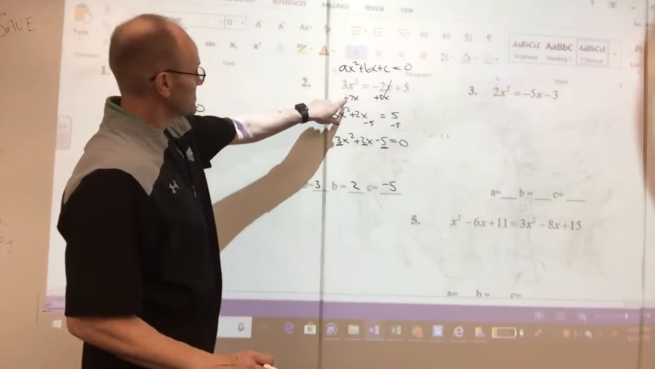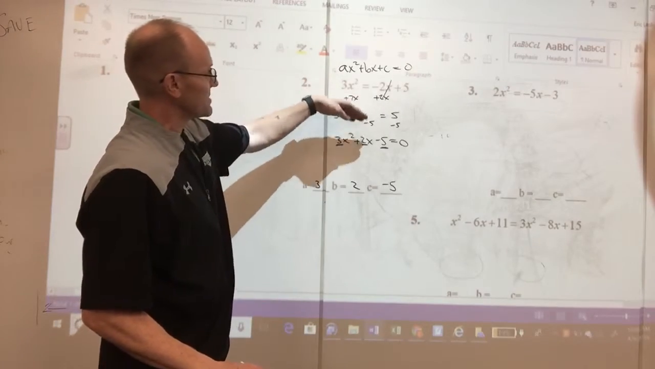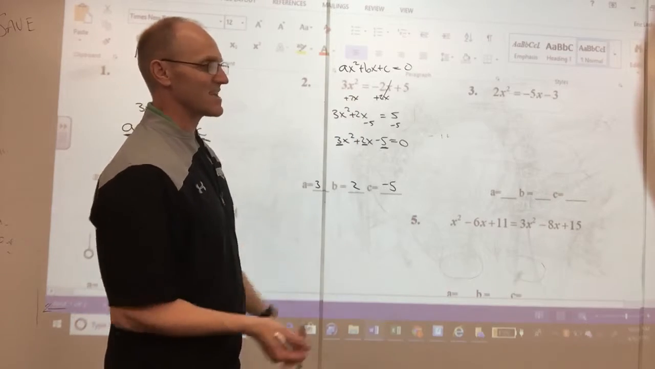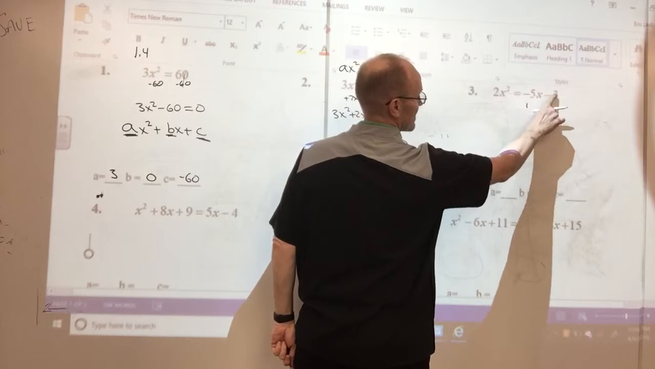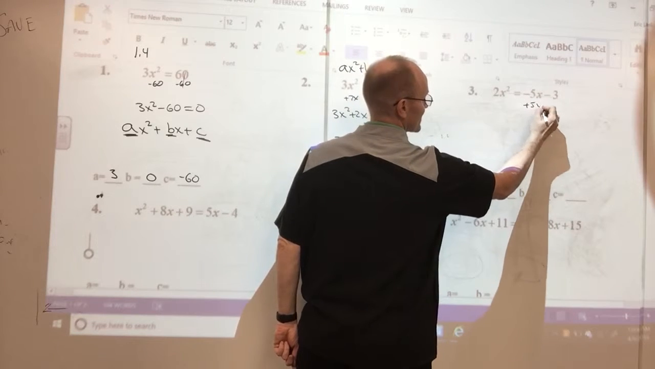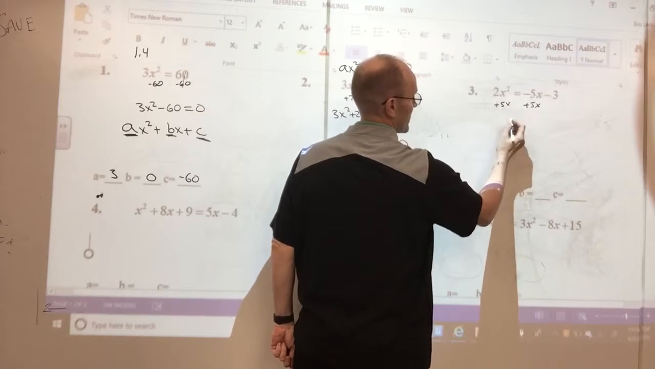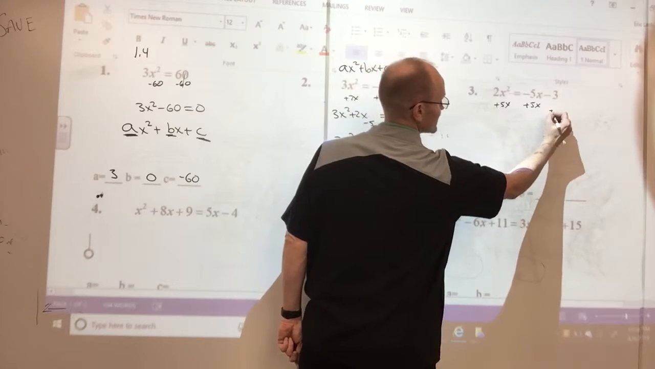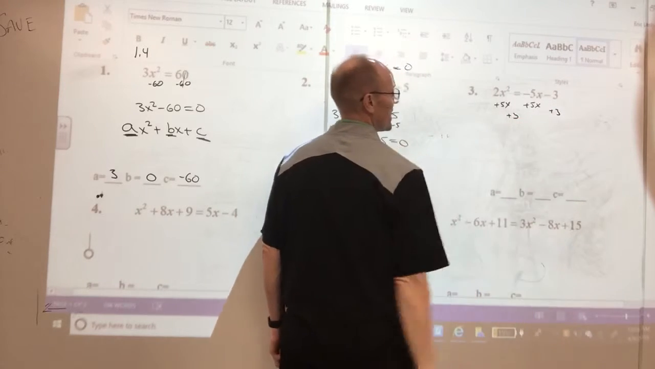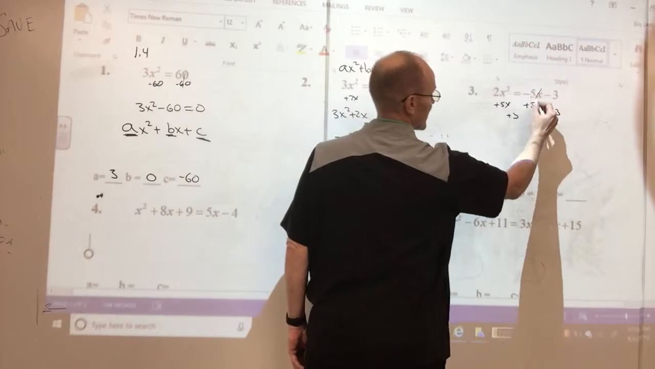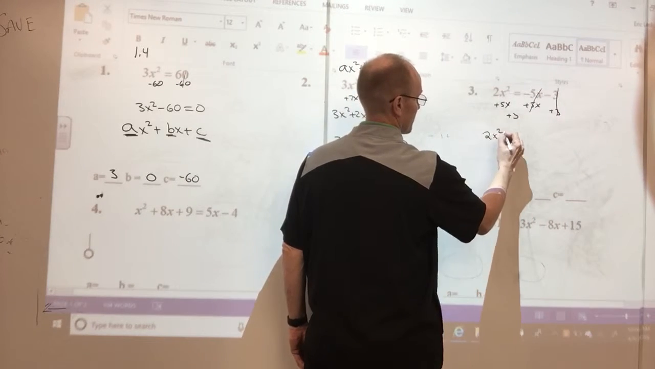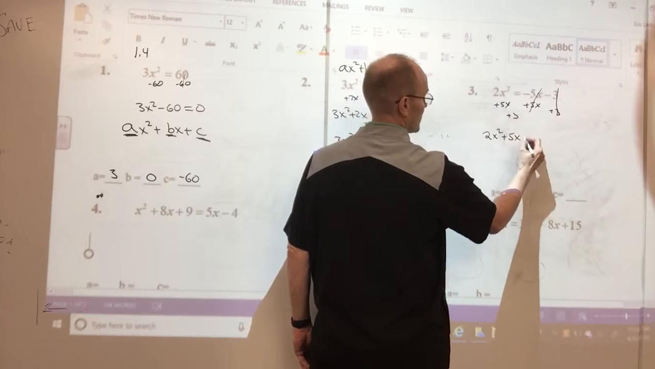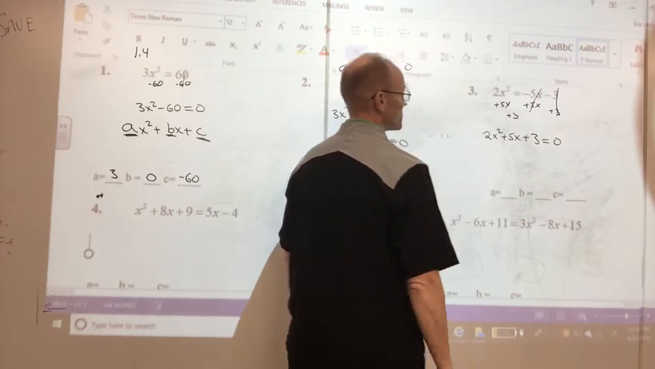One thing I did, you can see in this one, is I did 2 separate steps. Once you get the hang of this, you're really going to want to do this all in one step. So I'm going to add the opposite of both of these. I'm going to add a 5x to both sides, but I'm also going to add a positive 3 to both sides as well. That way these will cancel out and these will cancel out. So over here I have my 2x squared plus my 5x plus 3 equals 0. So you can do it all at once.